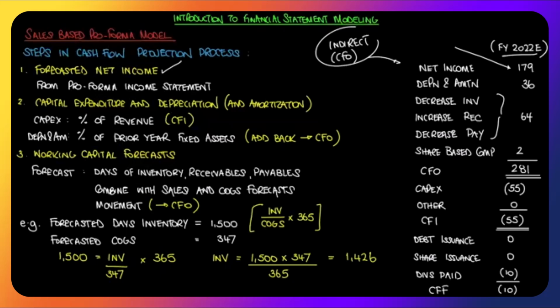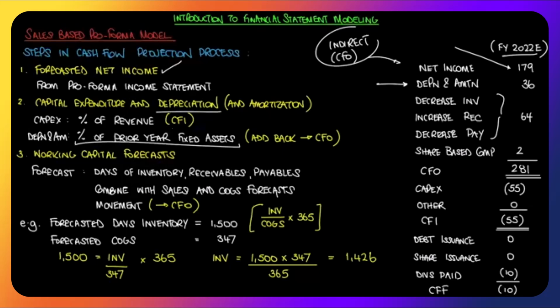So let's remember what we learned in that cash flow module. Net income is great as a starting point, but we have to adjust for any non-cash items. The classic example, the most common, depreciation and amortization. Easy forecast. Assume it's a percentage of prior year fixed assets. We need that to add back to CFO. You'll see, using an assumed percentage, they get to depreciation and amortization of 36 and add that back.